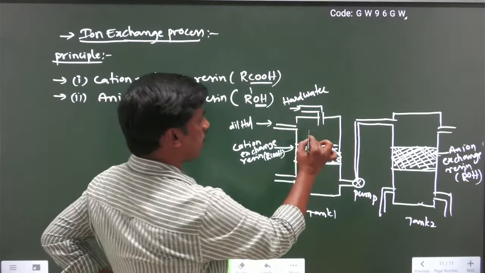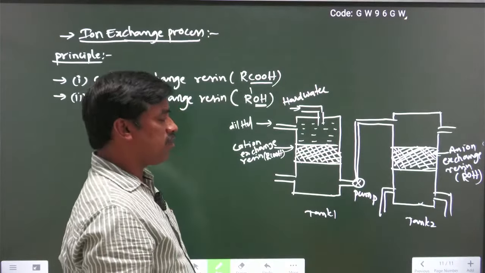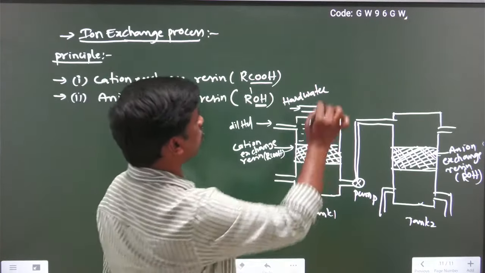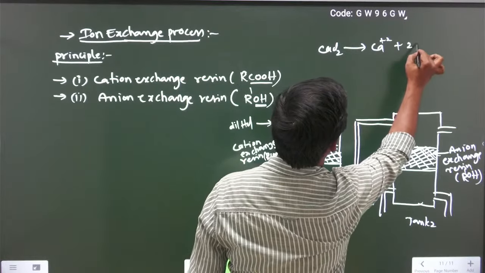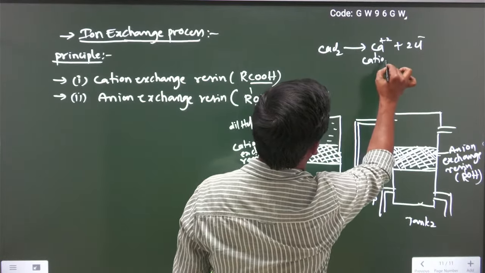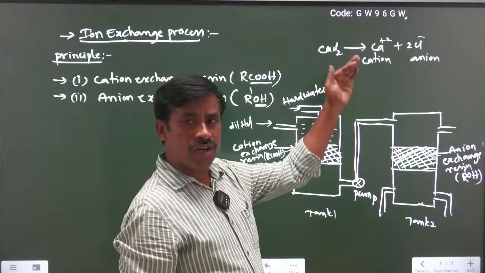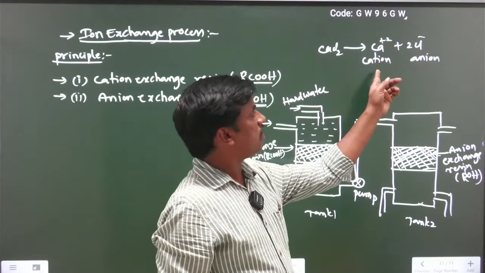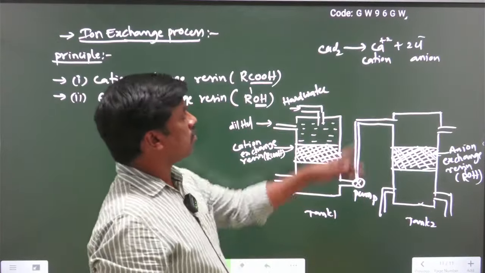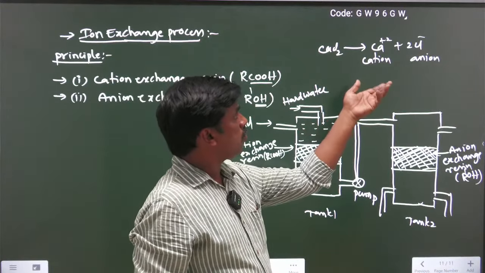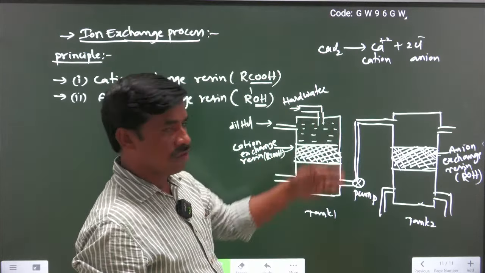Whenever hot water enters into tank 1, the dissolved calcium and magnesium salts, for example calcium chloride, dissolve in this water, giving cations, calcium plus 2, and anions, 2Cl minus. One example I am showing: calcium chloride dissolving in the water, calcium plus 2 is treated as a cation, a positive charged atom is called a cation and a negative charged atom is called an anion. So calcium plus 2 and Cl minus are present.